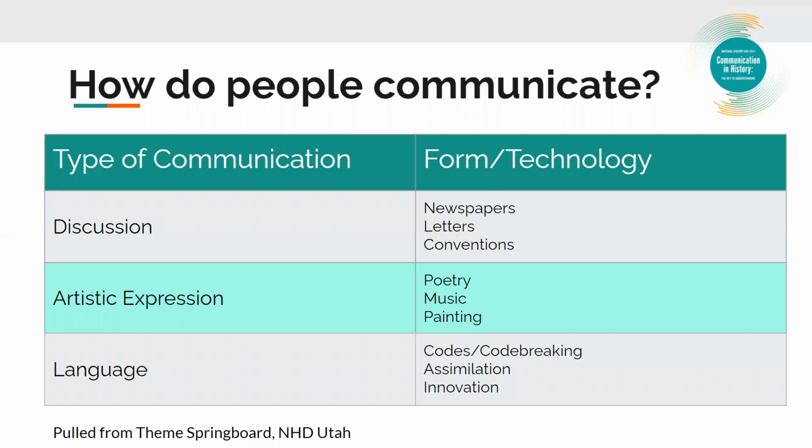So this is just part of that document, but I like some of the ideas that they had on there. They said some other types of communication is discussion. Things like newspapers, letters, conventions, political conventions, other type of conventions. Artistic expression, like Emily said, art. So there's poetry, music, painting, sculpture, anything that has to do with kind of an entertainment value could definitely be part of communication. Language itself with codes and code breaking. Assimilation, that would be forcing someone to learn a certain language to fit in with the culture.